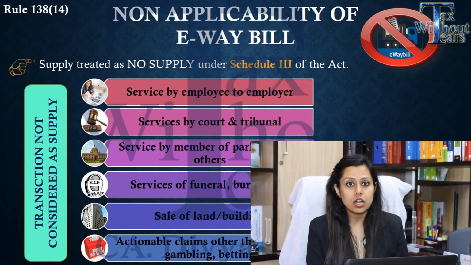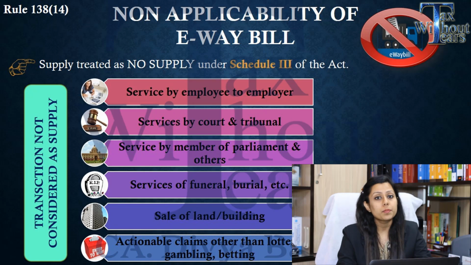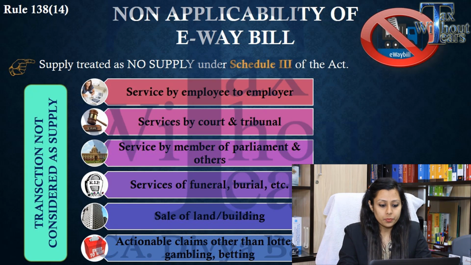Then come all those transactions which are not considered as supply as per schedule number 3 of the CGST Act. Now the question that comes to mind is, what are such transactions? These are: first, services by employee to employer; second, services by court and tribunal; third, services by member of parliament and others; fourth, services of funeral, burial, etc. Then comes the sale of land or building, and then the actionable claims other than lottery, gambling and betting.